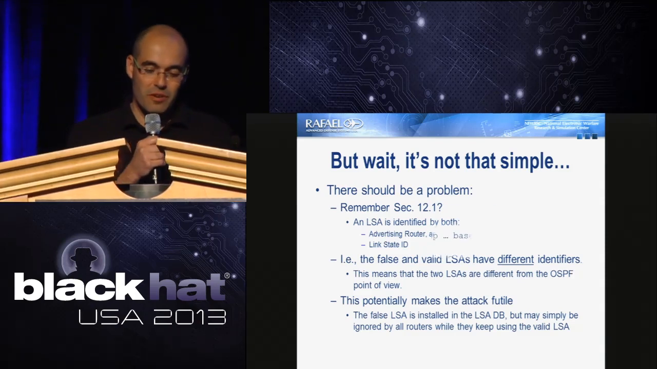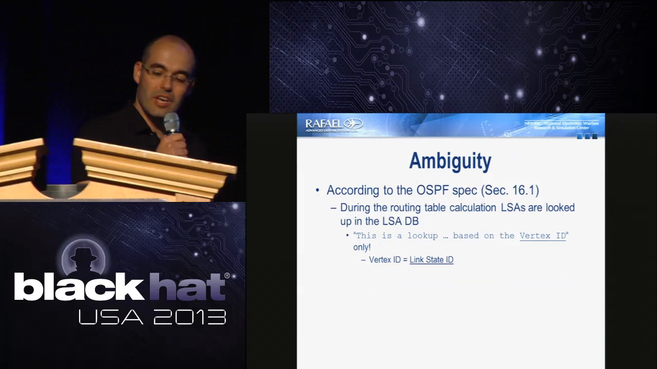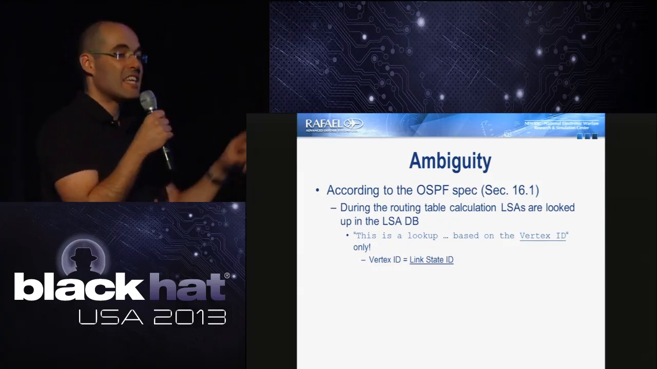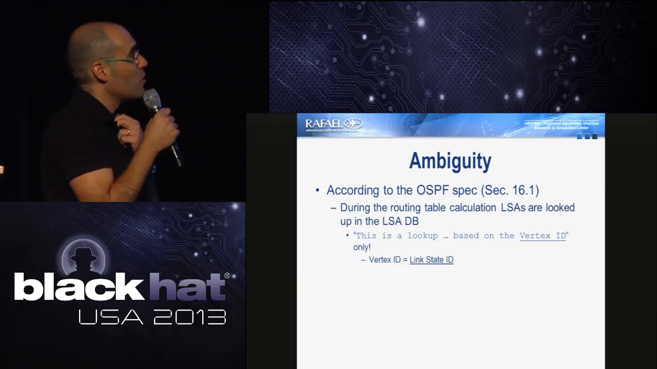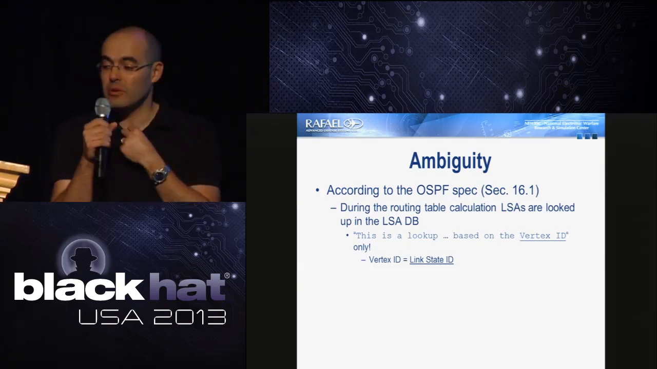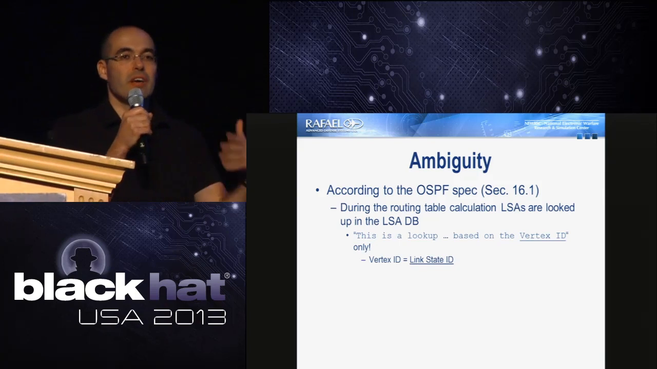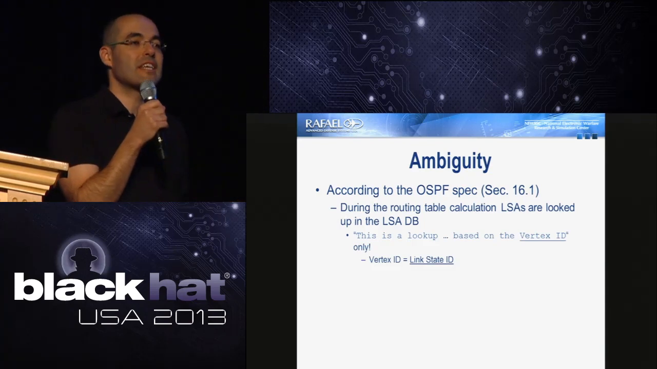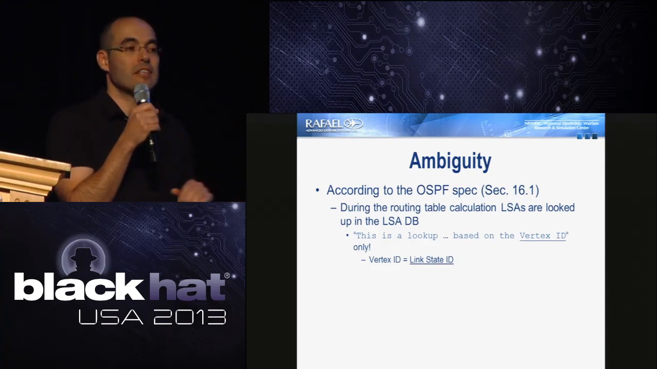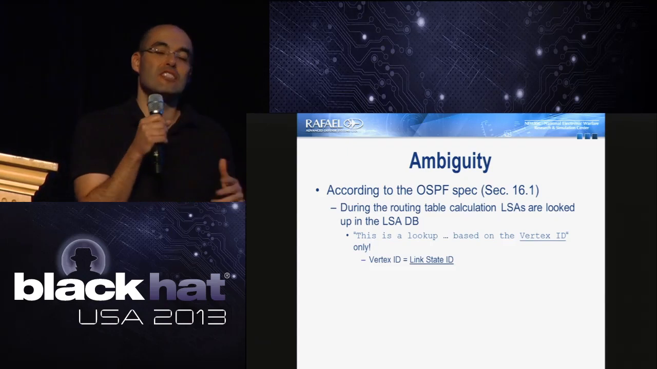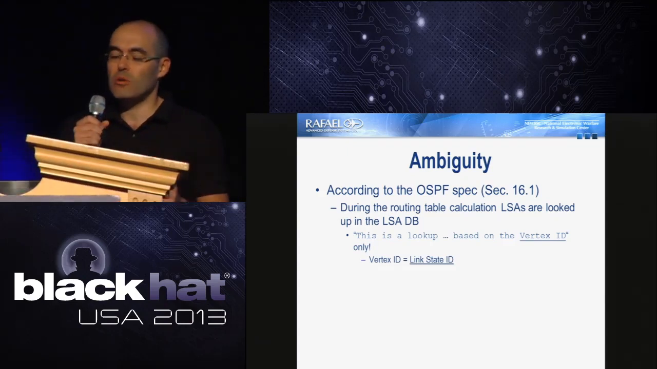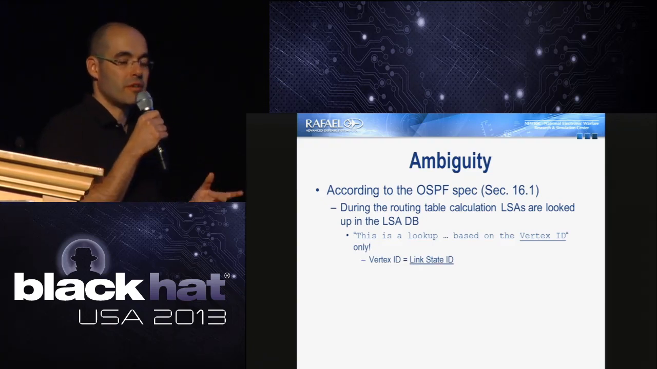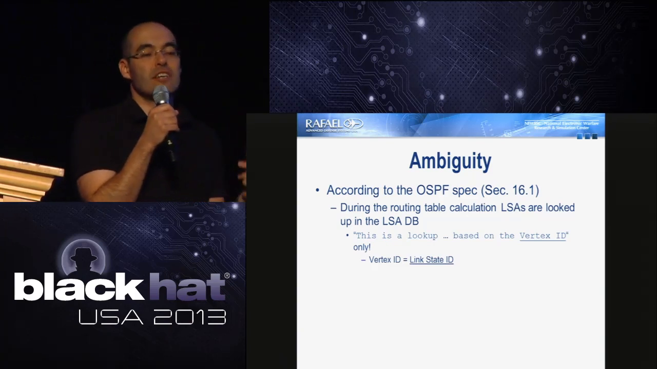And now for the second part of the vulnerability, which is actually an ambiguity in the OSPF specification. In section 16.1, according to the standard, during the routing table calculation, when the router looks up an LSA in its own LSA database, an LSA is looked up based on the vertex ID only. In this context, by the vertex ID, the RFC means the link state ID.